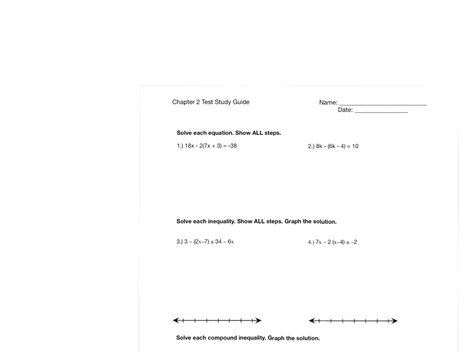Okay, so first we're going to want to distribute, and if you do that, you get 18x minus 14x, then negative 2 times positive 3 would be negative 6. That's going to equal negative 38. So if you remember your steps, your first step was to distribute, right? If necessary, your second step would be to combine like terms. And do we have like terms? Yes, we have negative 14 and negative 6, which would combine and give us negative 20.